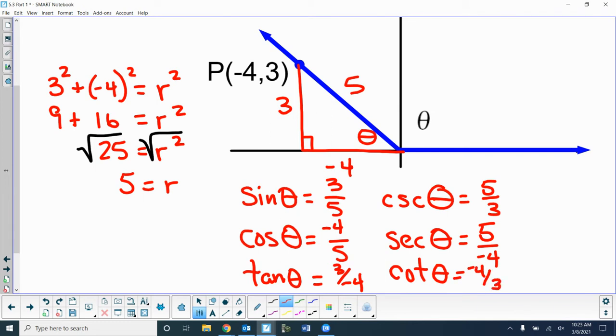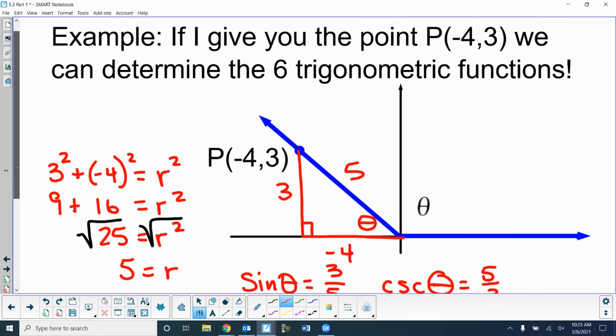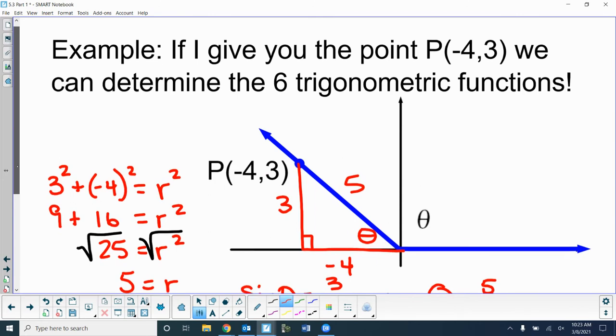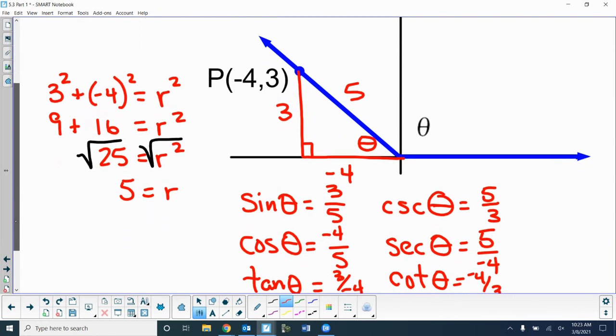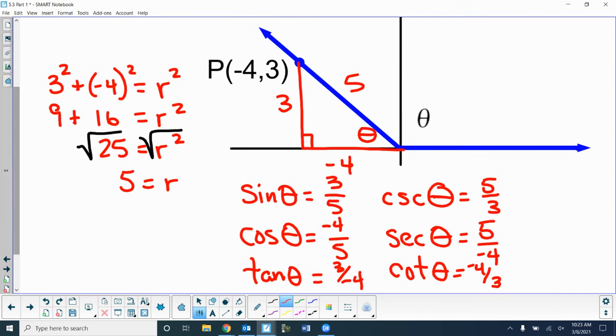So you will get some negative answers, that's okay. Last week we didn't get any, this week we will. Okay, so the only information you're given is that point. And from that point, we should be able to find the six trig ratios, six trig functions. You draw your right triangle in from that point. Any questions?